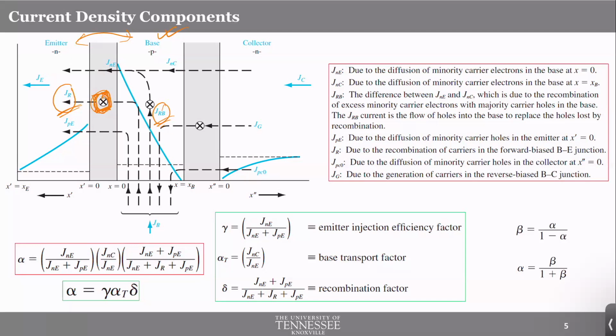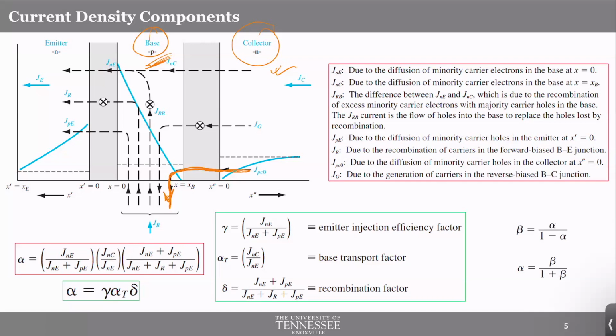Now, for the other component, JP, let's try to find where that JPCO is. This is JPCO. So this is due to the diffusion of holes in the collector. So basically, notice the base and collector junction, there is a possibility of having some sort of diffusion of minority carrier that you have in the collector inside the base.